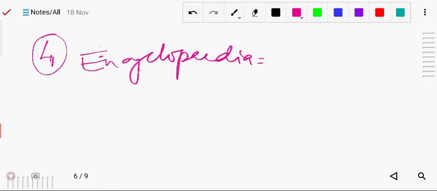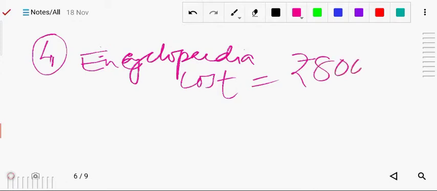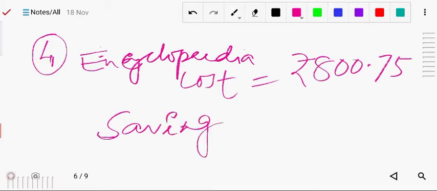Encyclopedia cost. Okay, so its cost is given, rupees 800.75. Now how much total amount he saved, so we can also write saving. His saving was rupees 550.